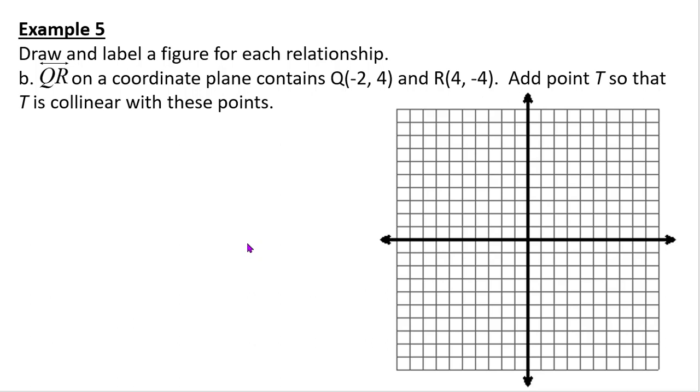Example 5, or I'm going to call this 4B because there's a little b sitting there. Draw and label a figure for the relationship. Q and R are in the coordinate plane, so you have to remember some of your algebra too in this geometry class. So Q is (-2, 4). R is (4, -4).